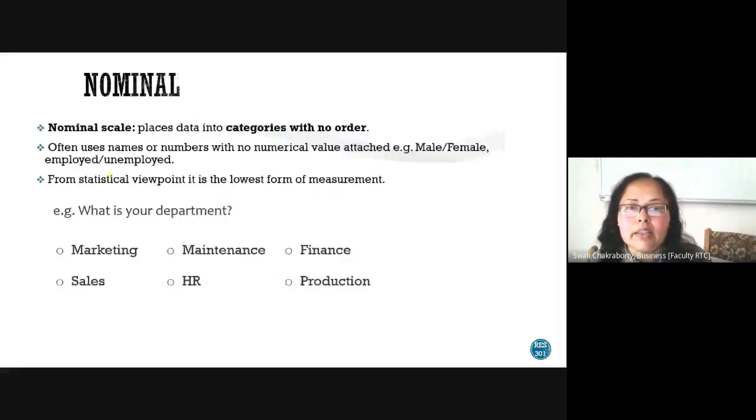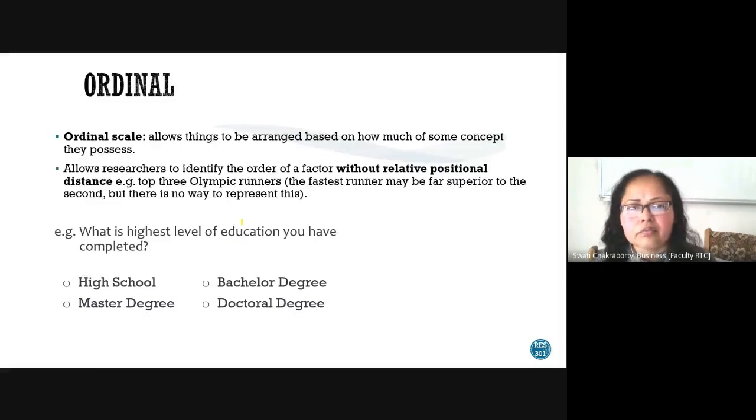So nominal places data into categories with no order, often uses names, numbers with no numerical values, male or female, employed, unemployed. So from a statistical viewpoint, it's the lowest form of measurement. See, for example, what is your department? Ordinal allows you to arrange things based on how much of some concept they possess.